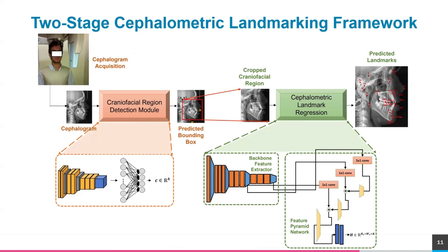stage trains the network that extracts the craniofacial region from the cephalogram. This craniofacial region can then be resized to a fixed smaller dimension without distorting the bony structure. Therefore, in our proposed methodology, first the cephalogram at its original dimensions is fed into the craniofacial region detection network that regresses the craniofacial region. This is then cropped and resized and then fed into the cephalometric landmark regression module that regresses all of the landmarks at once.